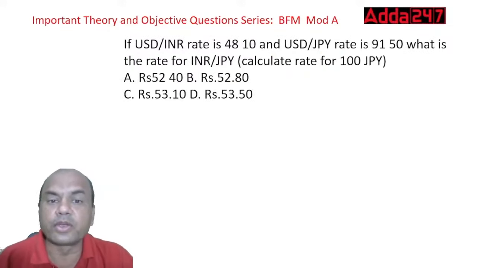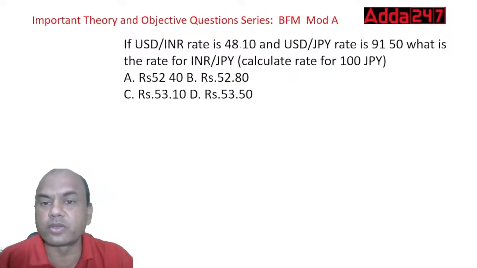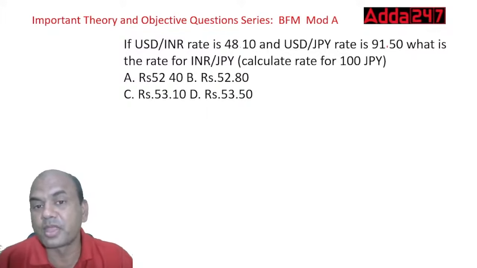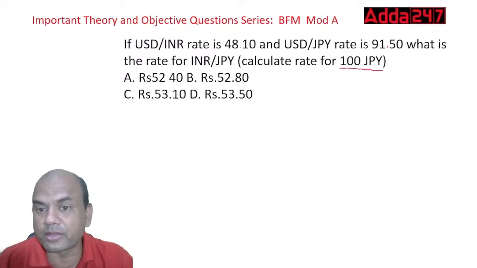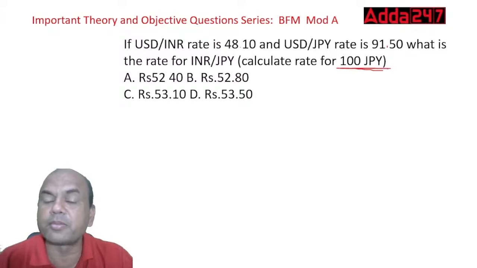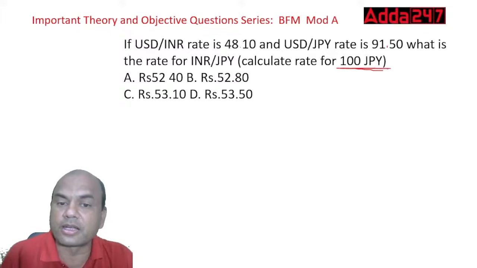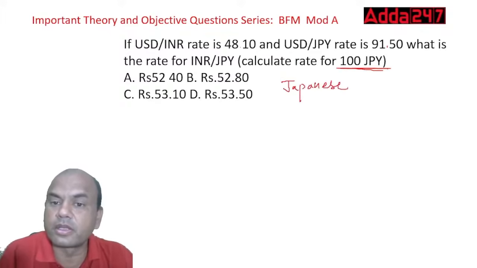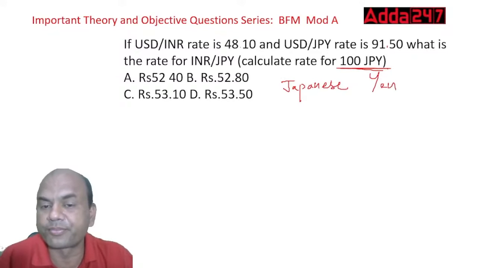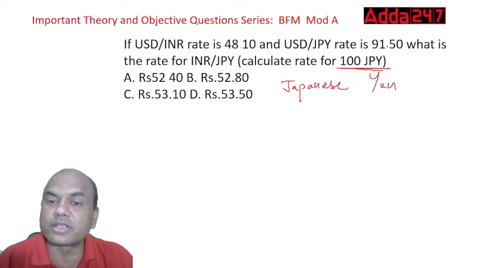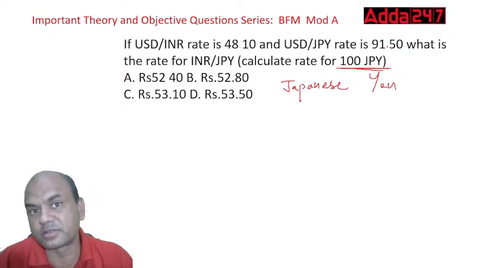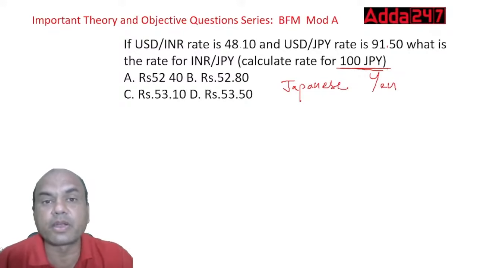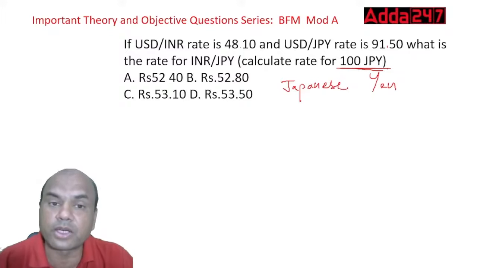Chalo. If USD INR rate is 48.10, USD JPY rate is 91.50, what is the rate of INR to JPY? This is not simple. Calculate the rate for 100 JPY. Remember, JPY means Japanese yen. Again, it is their currency. Japanese yen is always calculated in terms of hundreds. We always calculate it 100 JPY, 200 JPY, 300 JPY. Rates are quoted in that angle.